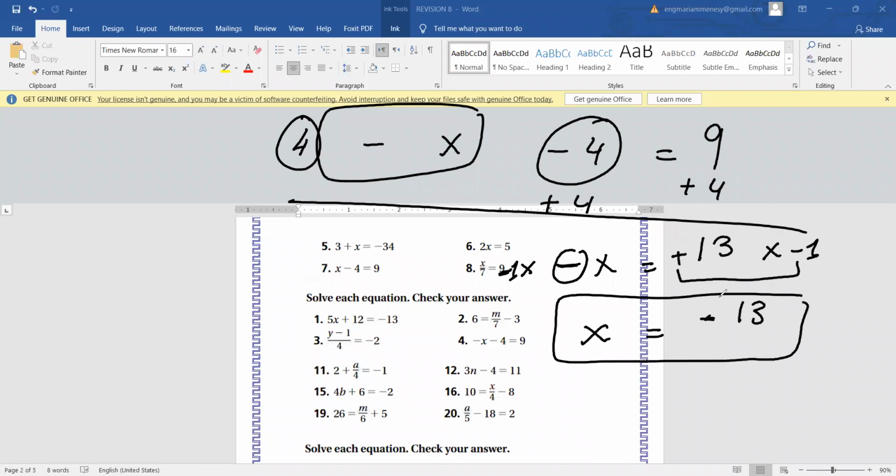Miss, can we do it with a calculator or no? How can you do it with the calculator? I don't know. You can't. Miss, the questions are exactly 40.